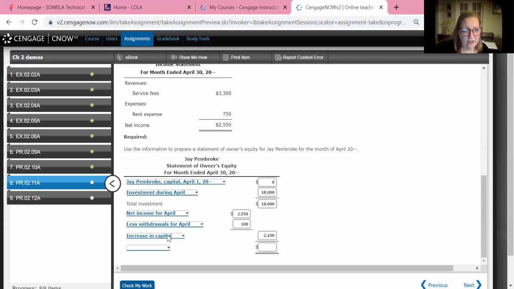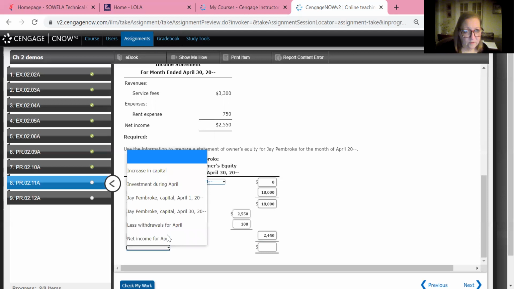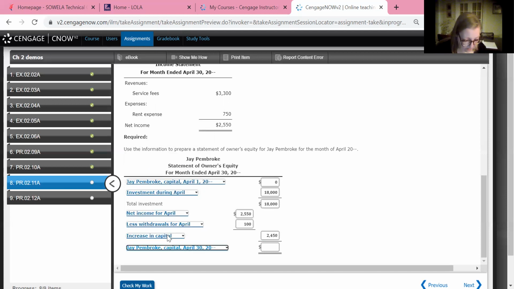So that we wind up with an ending balance, capital at the end of the period. And it's going to be 18,000 plus 2,450, which is 20,450.